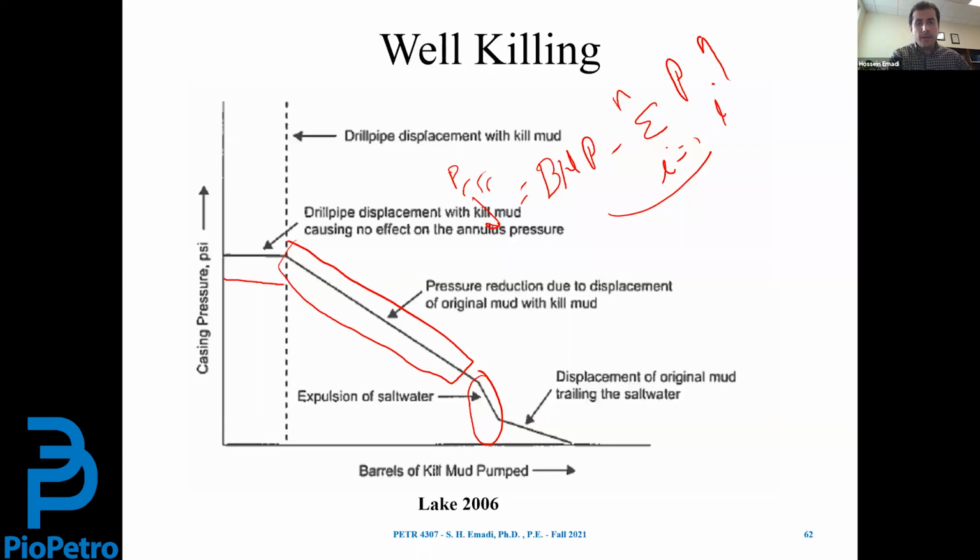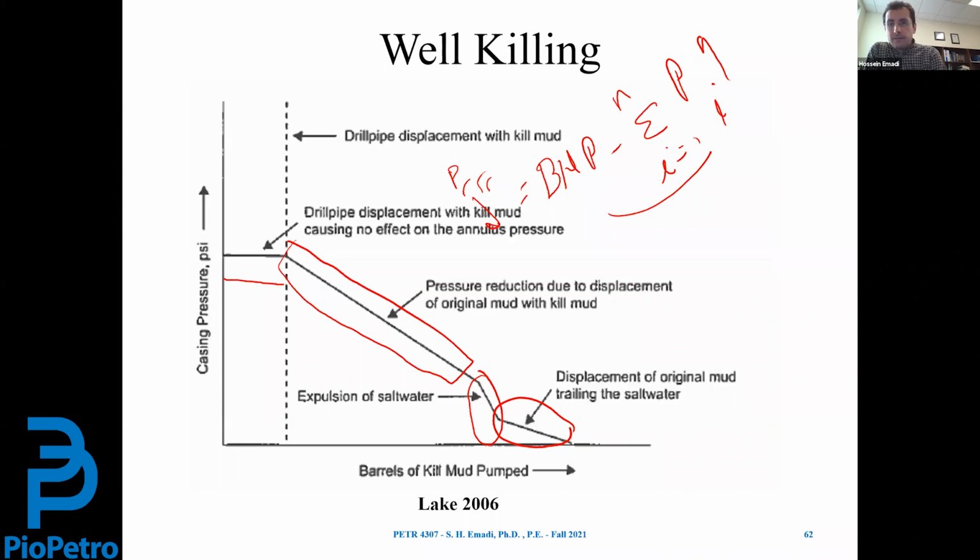slope here. And at the end, when the salt water is completely out of the wellbore, we are replacing the current mud with the kill mud. And at the end, since the entire drill string and annulus gets replaced by kill mud, the well basically is killed, and we don't see the effect of the bottom hole pressure, which is formation pressure, at the surface. So we shouldn't be reading any pressure.